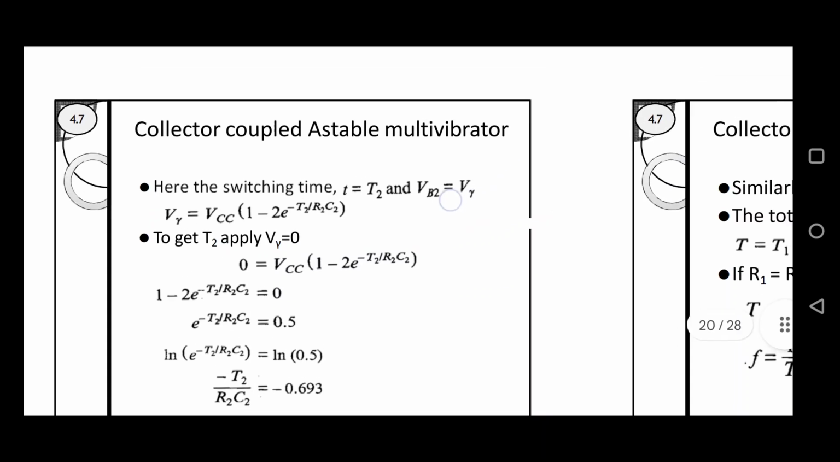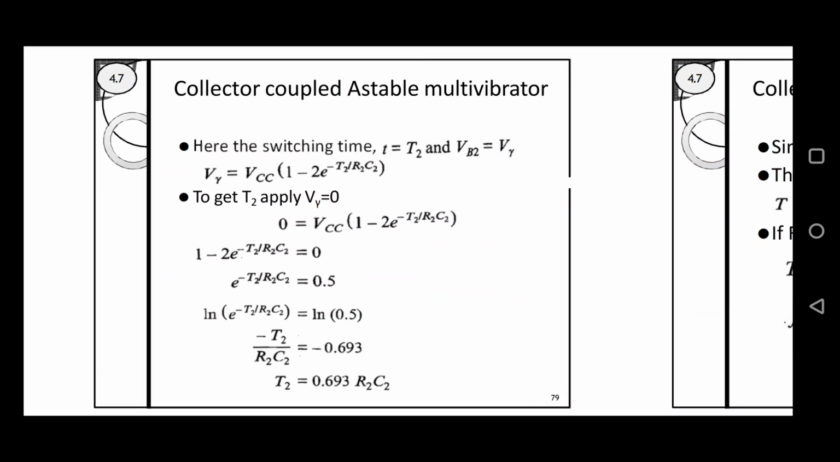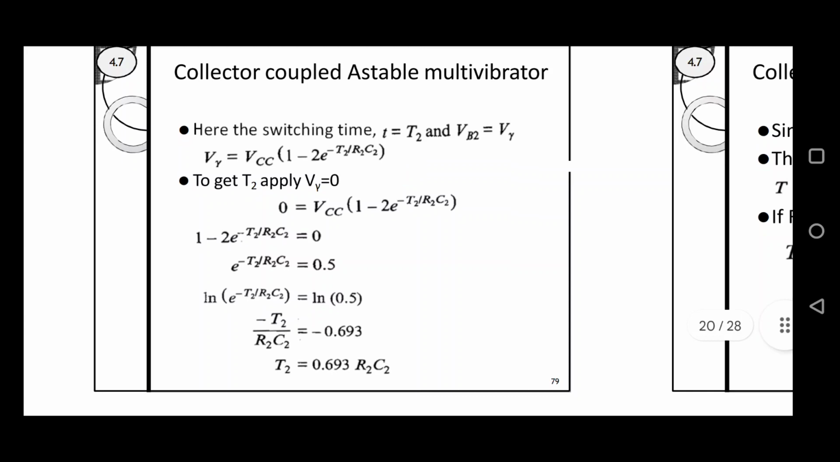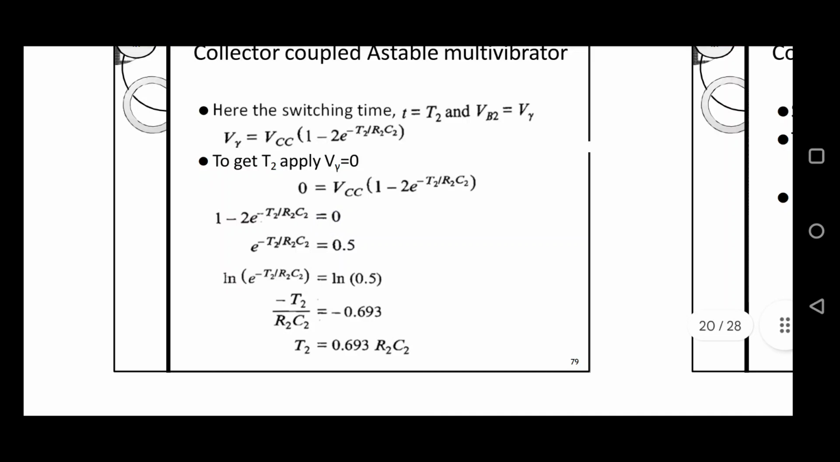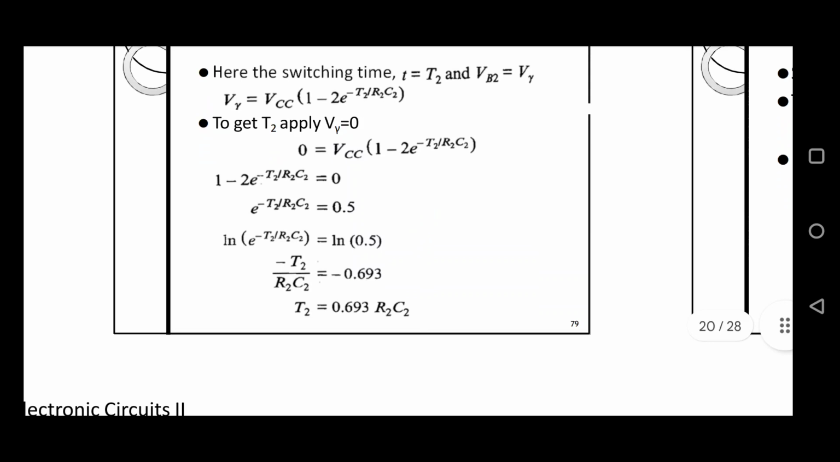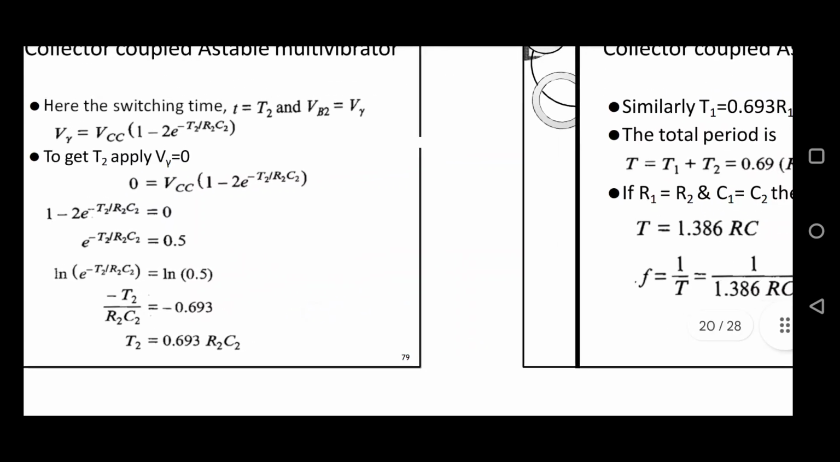Now apply all these values in this equation. We get V gamma equal to VCC into (1 minus 2e power minus T2 by R2 and C2). To get T2, we apply the cut-in voltage equal to 0. So 0 equal to VCC and this term. From this equation I am going to find out the value of T2. So what is the value of T2? After a simplification process, the T2 value becomes 0.693 R2 and C2. So T2 equal to 0.693 R2 into C2.